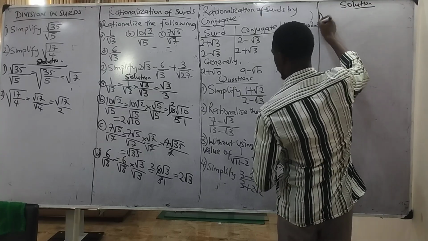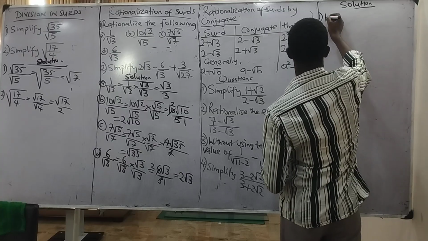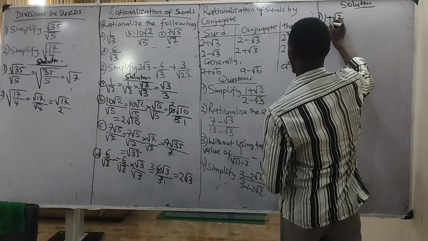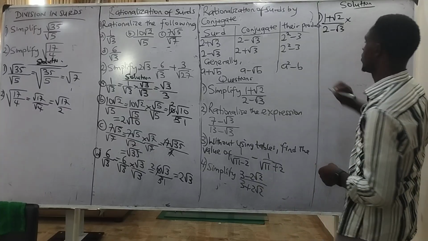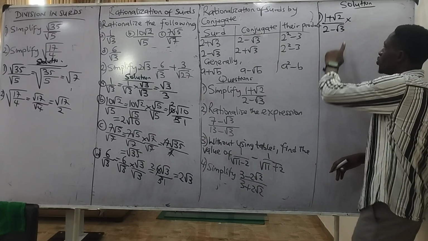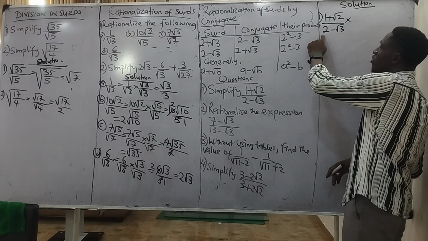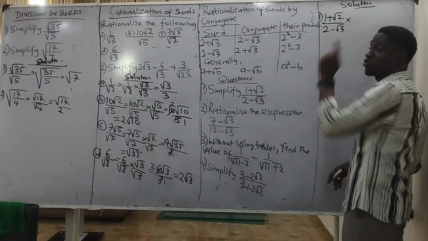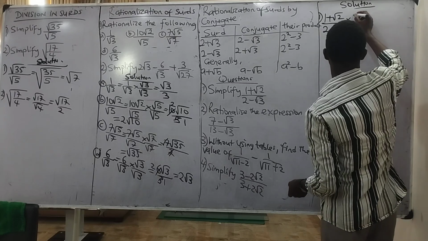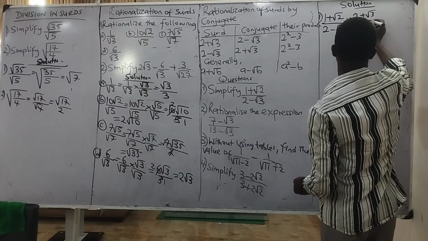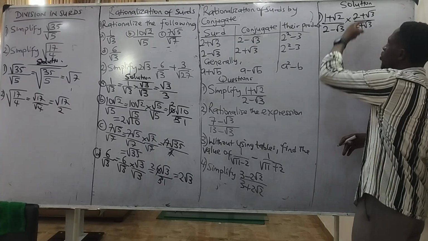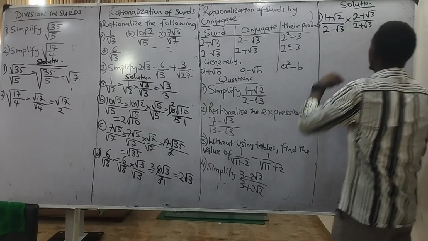So we have number 1 here. We have: simplify 1 plus root 2 all over 2 minus root 3. So what you are going to do, you go down here. What is the conjugate of 2 minus root 3? It is 2 plus root 3. So I have 2 plus root 3 over 2 plus root 3. You will do it both on the numerator and denominator.